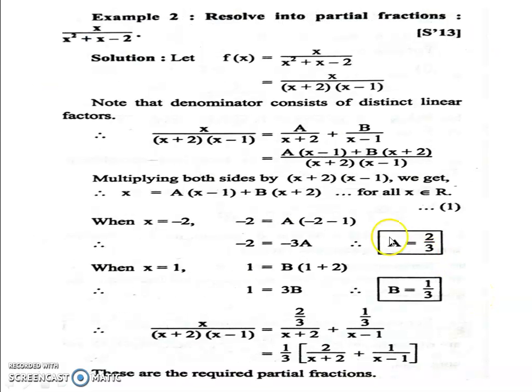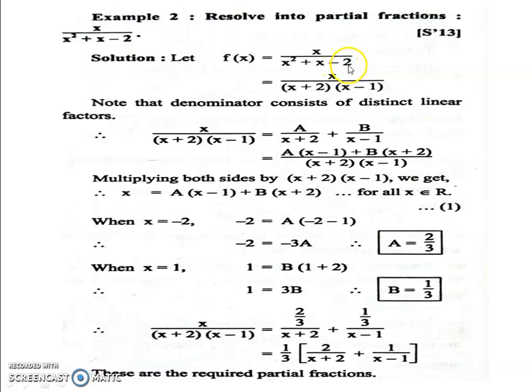How do we have to resolve? Let us take the quadratic example. Resolve into partial fractions x upon x square plus x minus 2. It was asked in the summer 2013 paper. f of x is equal to x upon x square plus x minus 2. Yes, x has less degree than x square. That's why the quadratic denominator has factors.